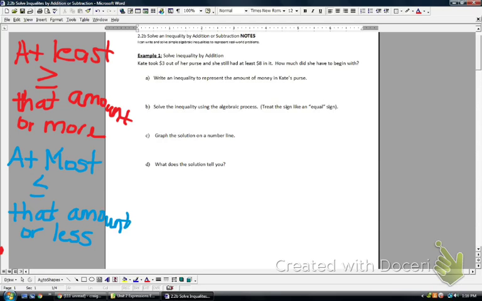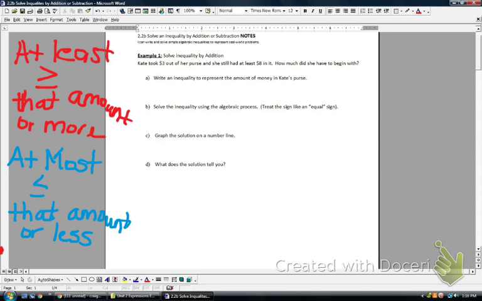At least, you're going to use the greater than or equal to symbol, and at least means that amount or more. So if you have at least 2 dogs, that means you have 2 dogs, but you could have 3, 4, 10, 50. So at least is greater than or equal to.